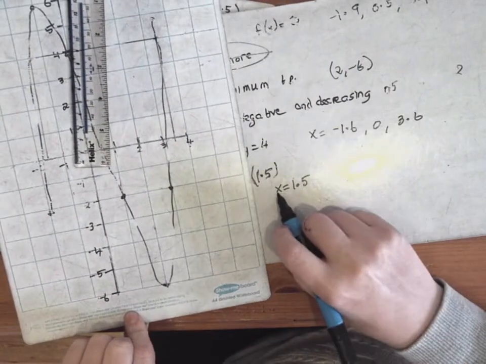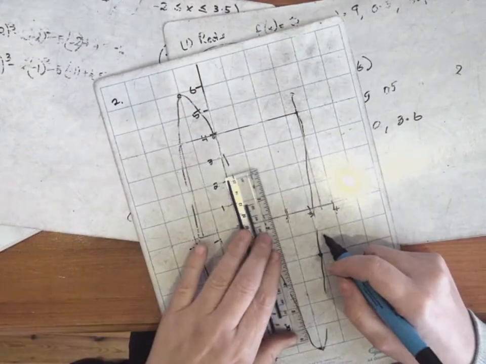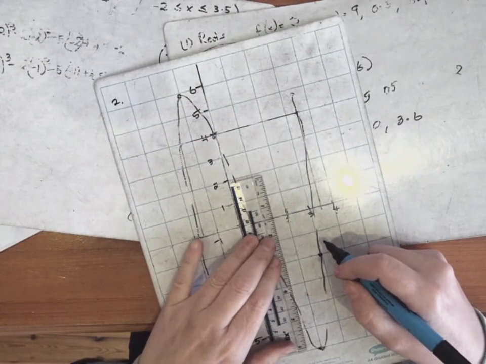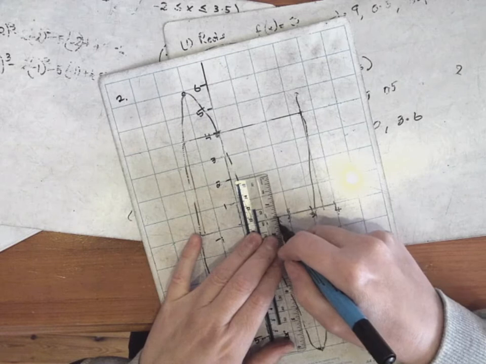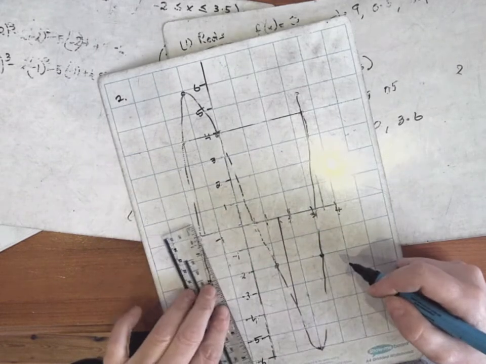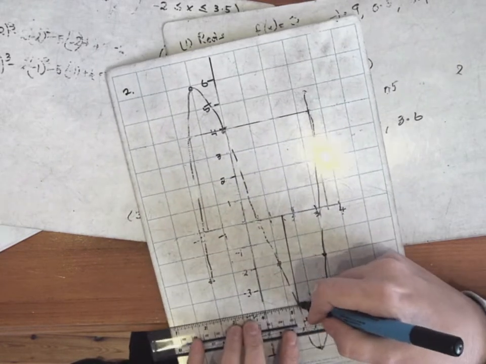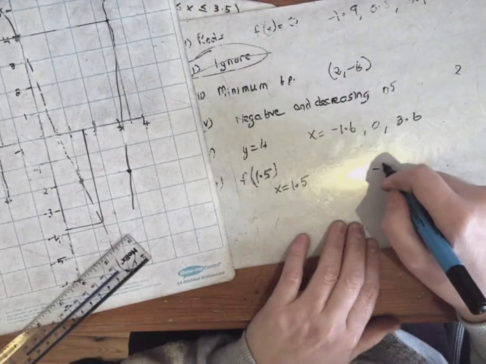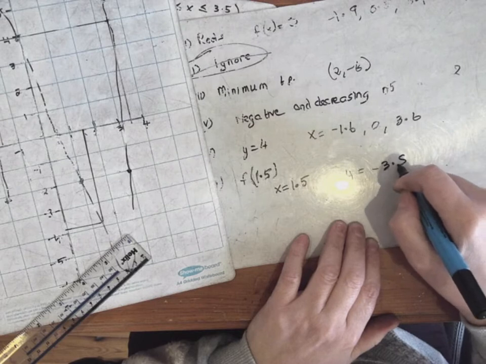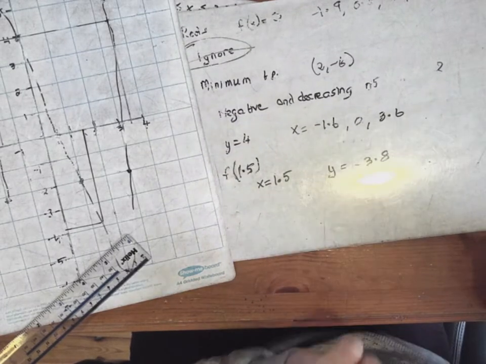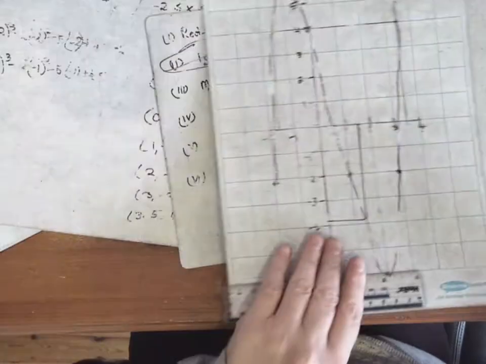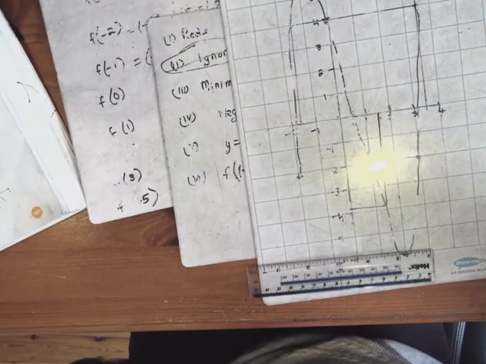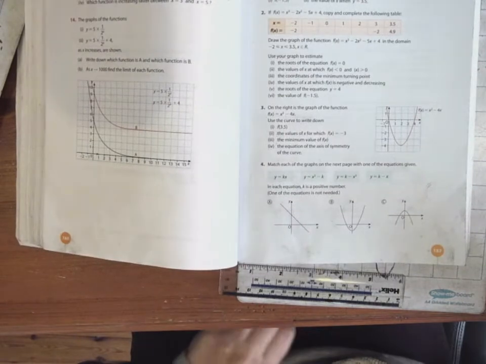So if they tell me x, they're asking me to find y. So you go to 1.5 on the x-axis, you go up or down to hit the graph. So in this case it'll be down. Hit the graph, go across and read off the number. So on my graph it says minus 3.8. But again, whatever your graph says is the right answer. Okay, and then finally I asked you to do number 3, which is the graph is drawn for you.